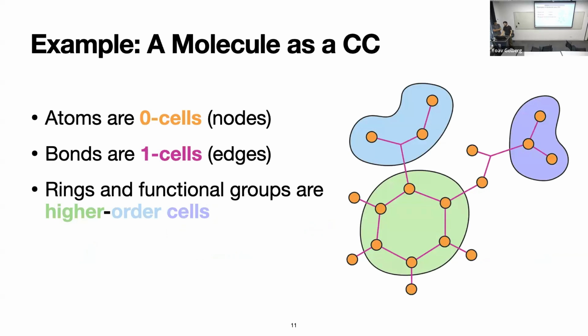Let's see how we can think of a molecule as a combinatorial complex. In the example illustrated in the slide, the atoms are 0 cells in orange. The bonds or edges are going to be 1 cells, and they're depicted in pink. And you can think of higher order relations of importance like rings or functional groups of the molecule as higher order cells, and they're depicted in green and blue and purple.